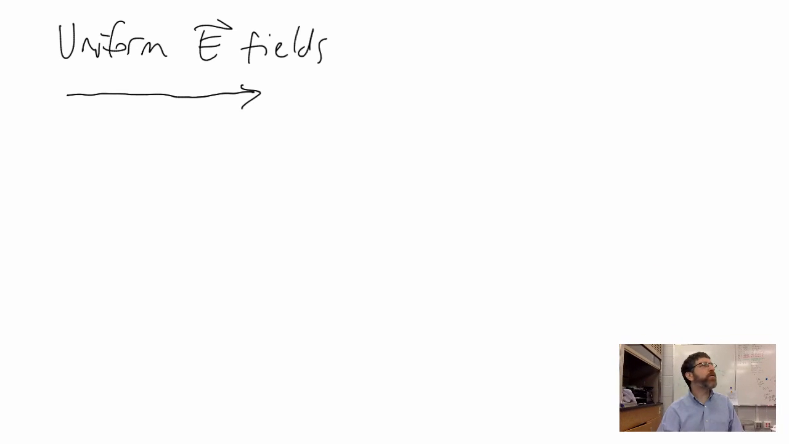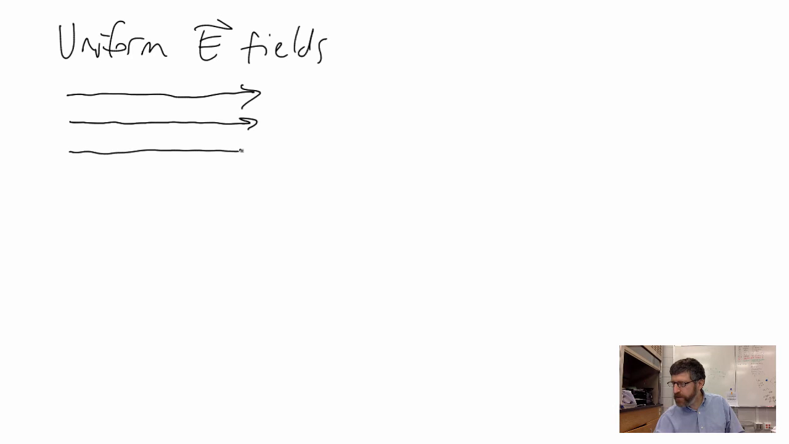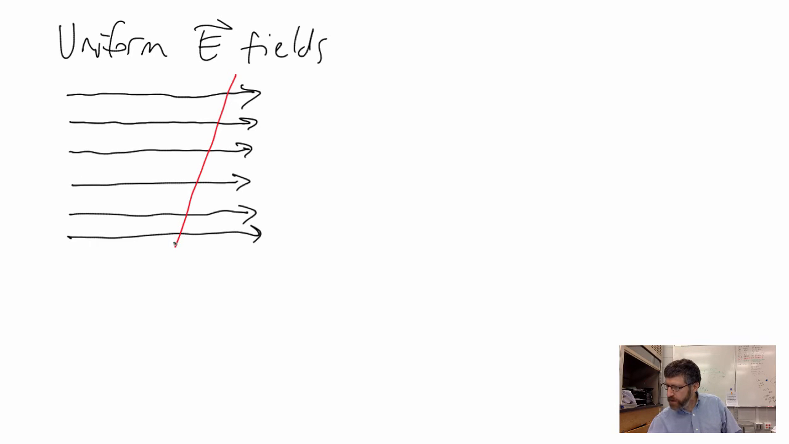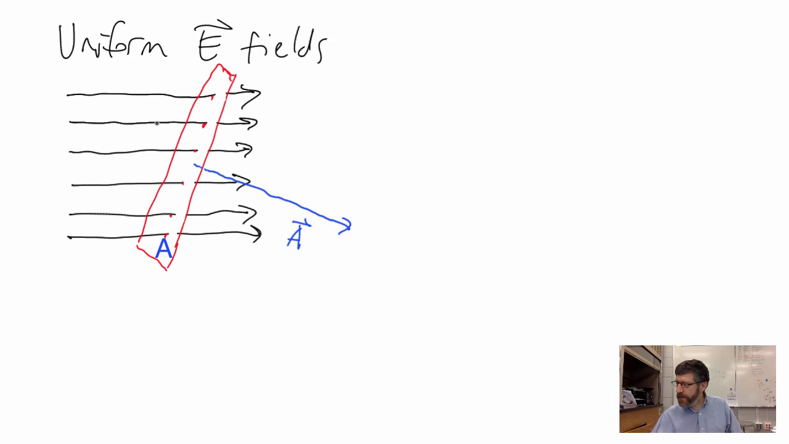How would I draw a uniform E field if I'm using field lines? You want it to be evenly spaced like that. Here's the area that it's all cutting through. This A vector would be something like this. I'll put my A vector in yet another color. The A vector would be perpendicular to this surface. That's the A vector. And if any of these are an E field vector, this angle right here is theta right there. If these are the E field vectors and that is an A vector, the angle is right there.